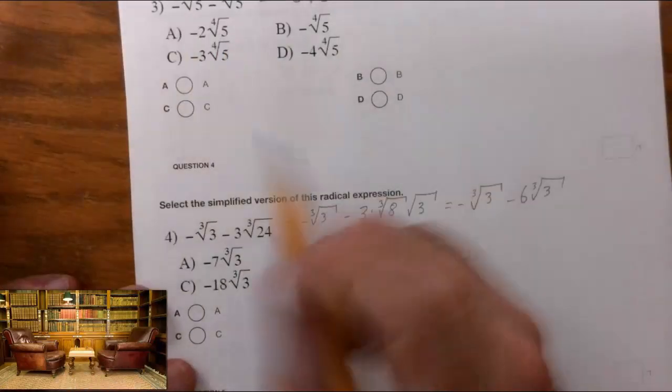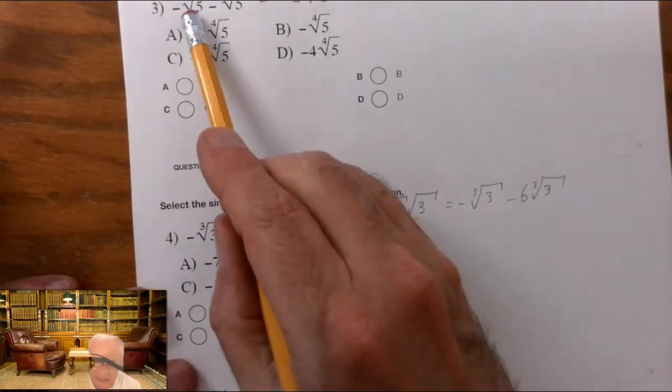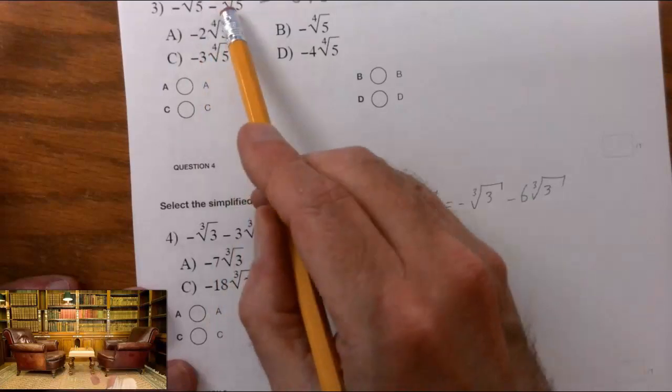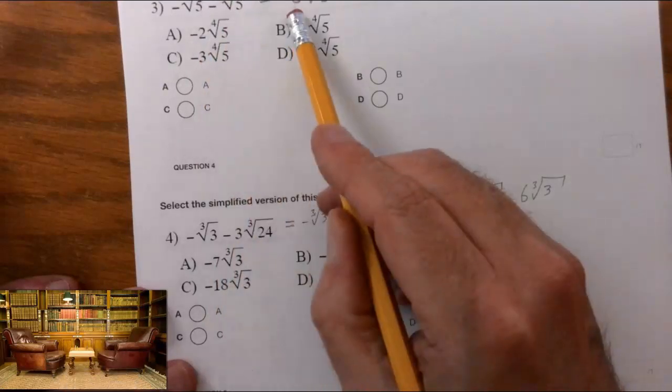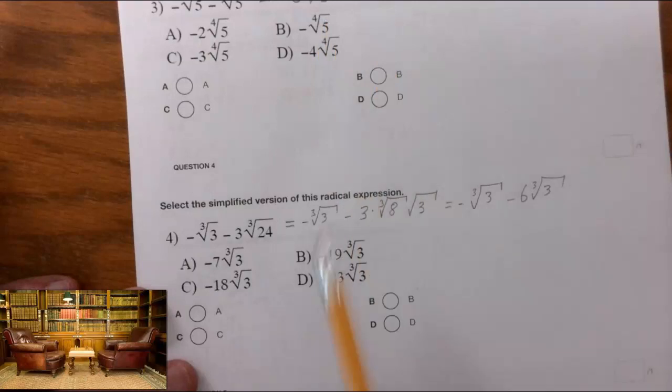Alright, 3 again, this is minus 1 of these, minus another of these. So now there's 2 of them. There's 2 fourth roots of 5, negative 2.